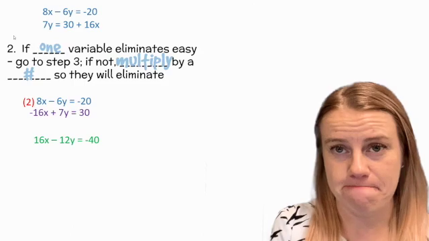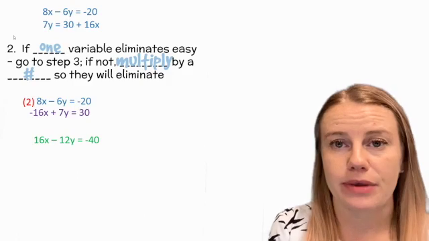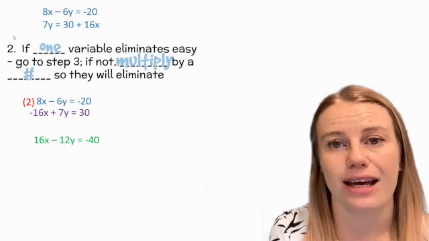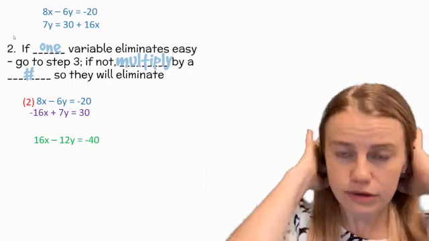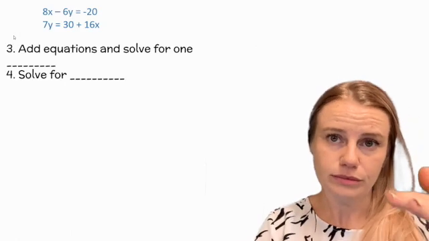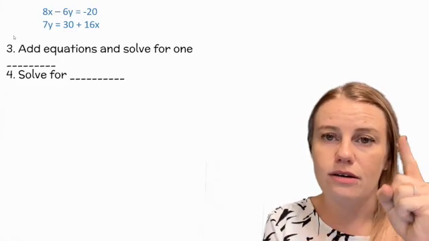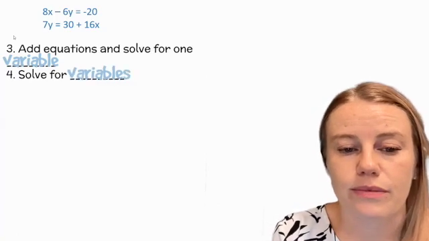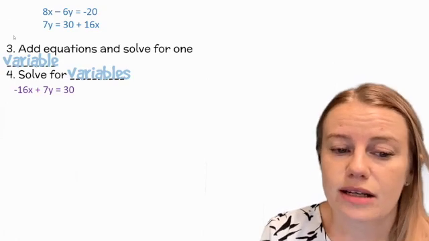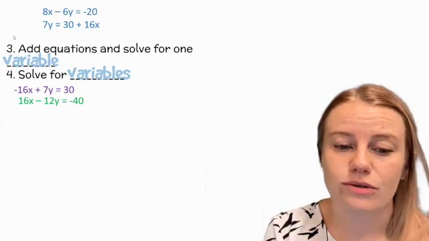Okay, let me repeat that. When you have to multiply one of your equations by a number, you have to multiply the whole equation, each individual term by that number. Okay, so now I can move on to step 3 and 4: add your equations and solve for one of the variables. So we've got negative 16x plus 7y equals 30, and we've got 16x minus 12y equals negative 40.